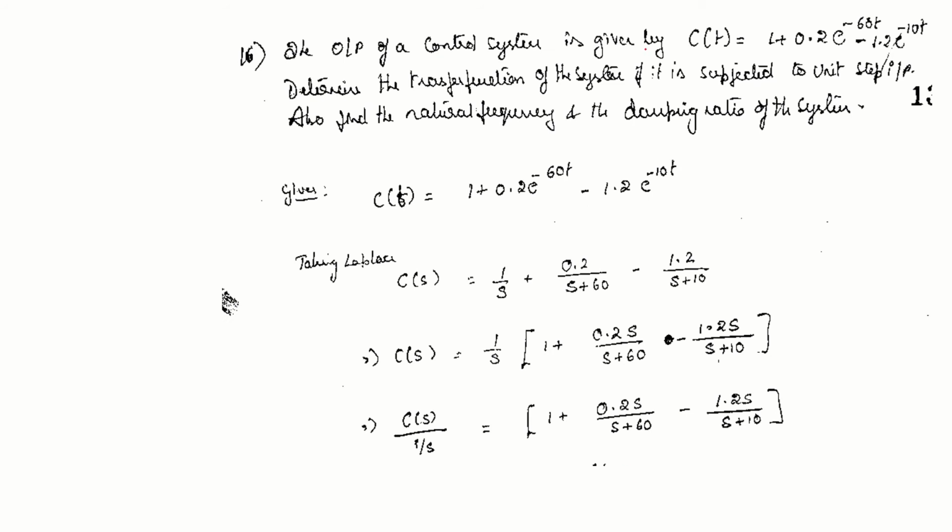The output of a control system is given by C of t, as given here. Determine the transfer function of the system. It is subjected to unit step input. Also find the natural frequency and the damping ratio of the system.